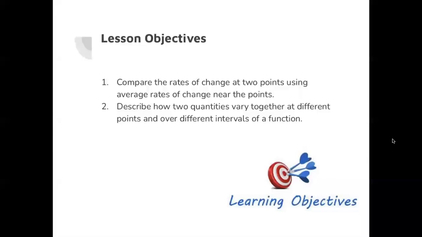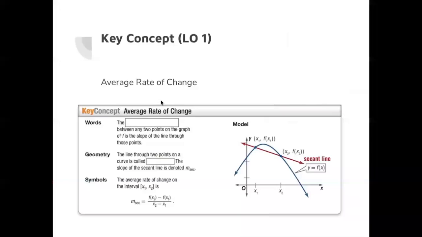So we have two lesson objectives provided by College Board directly. Lesson objective 1: compare the rates of change at 2 points using average rate of change near the points. Number 2: describe how two quantities vary together at different points and over different intervals of a function. Okay, so let's look at our first lesson objective.